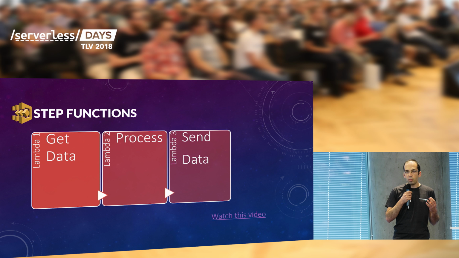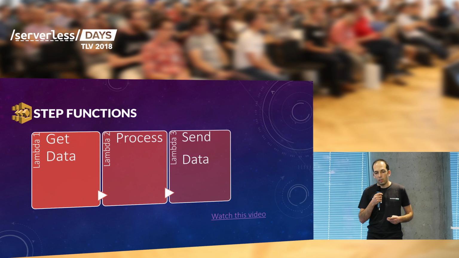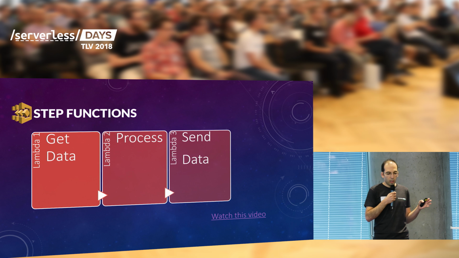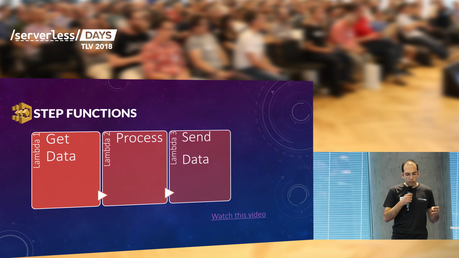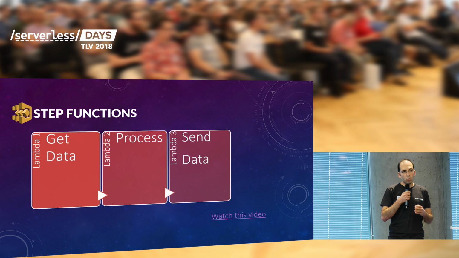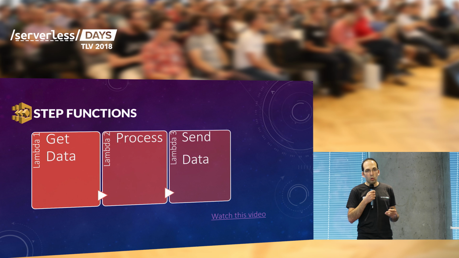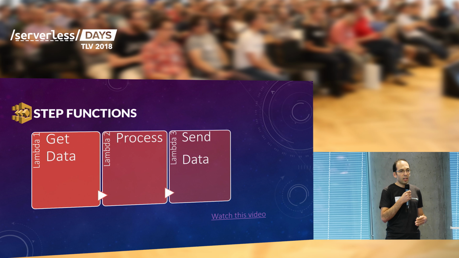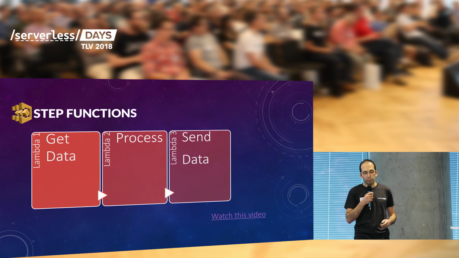Let's look at a simple example of a 3-stage process. We have the first Lambda that gets the data, another that does some processing, and another one that sends it somewhere. Each one of those is developed, tested, and deployed separately. And you use step functions for the glue. You define the states and the transitions between them, and that is your look of the flow.